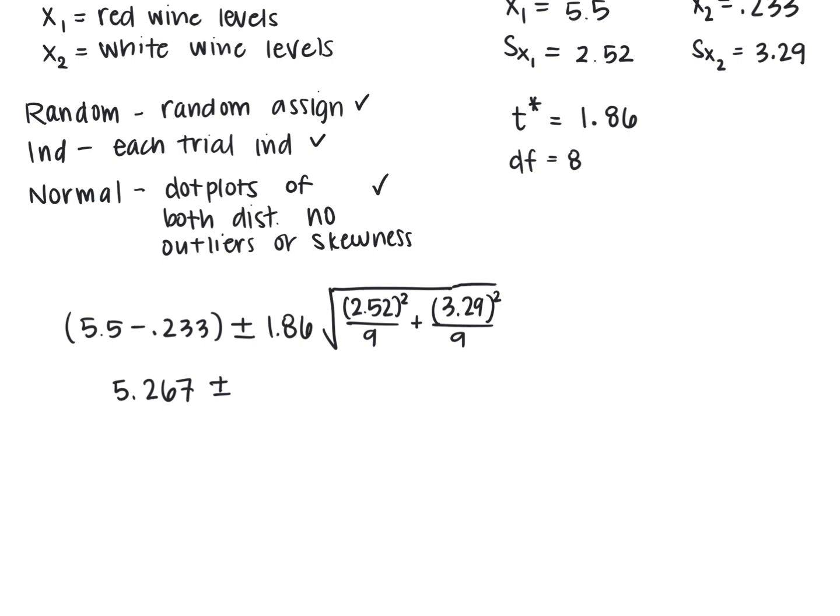It's going to give us 2.569. So we're going to add and subtract that from our mean of 5.267, and we're going to get 2.698 when we subtract, and 7.836 when we add.